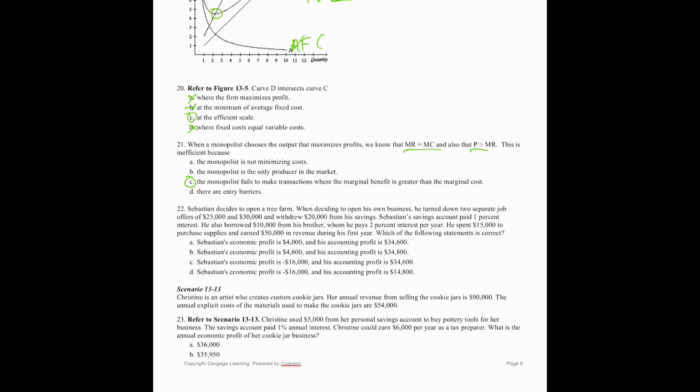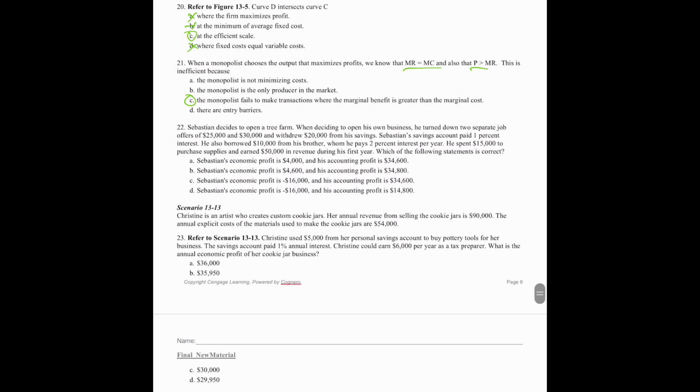22. Sebastian decides to open a tree farm. When deciding to open his own business, he turned down two separate job offers of $25,000 and $30,000 and withdrew $20,000 from his savings. Sebastian's savings account paid 1% interest. He also borrowed $10,000 from his brother, whom he pays 2% interest per year. He spent $15,000 to purchase supplies and earned $50,000 in revenue during his first year. Which of the following is correct?